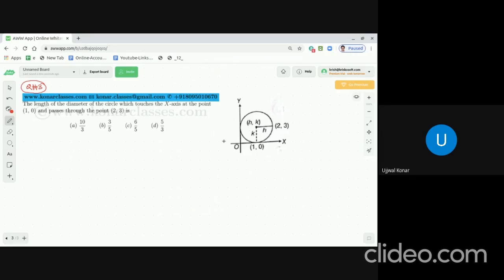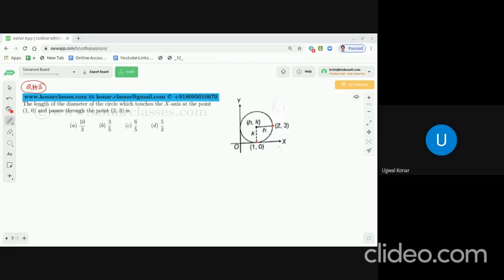So this is the point 1, 0 on the x-axis, where the x-axis becomes a tangent to the circle at the point 1, 0. In this way also you can see. And you see this is the point 2, 3. So what we need to find is the length of the diameter of the circle. Now let us assume the coordinates of the center of the circle are h, k, as you see. So what we need to find? We need to find the value of 2k or 2h. That's what we need to find out. Correct.